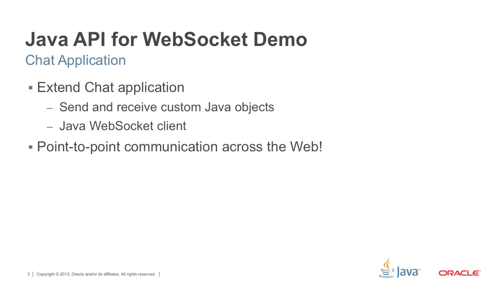Now let's move to the second application I wanted to show you. This is a simple chat application. And what I'm going to show you is something a little bit more sophisticated, where instead of sending simple string messages, we're going to send custom Java objects as WebSocket messages. And I'm also going to show you, in addition to a browser client, a rich Java client to our chat application. So let's take a look at the demo.